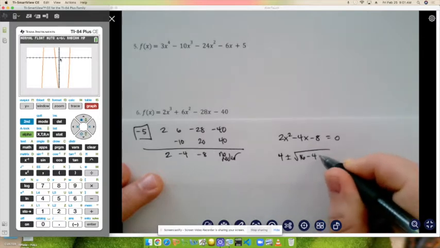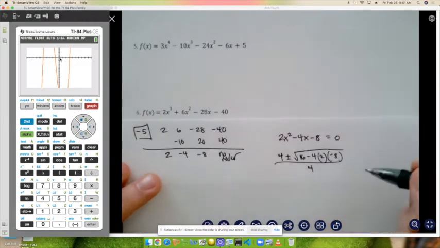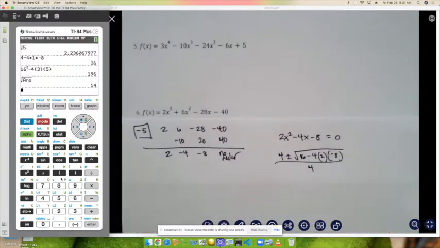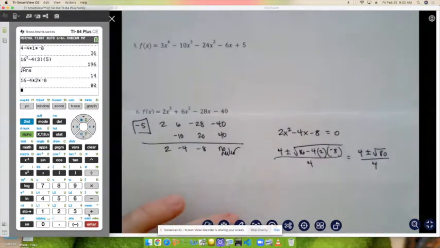-b plus or minus the square root of b squared minus 4ac, all over 2a. Let me get my calculator to tell me what the discriminant is. 16 minus 4 times 2 times -8. That is 4 plus or minus the square root of 80 over 4.